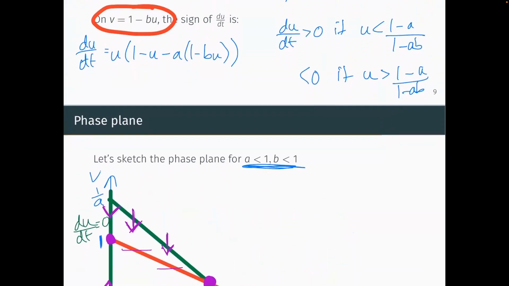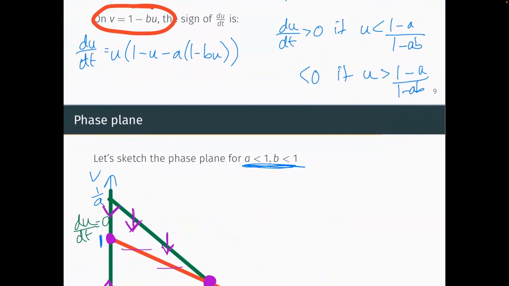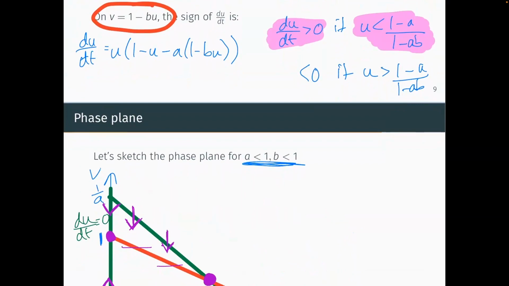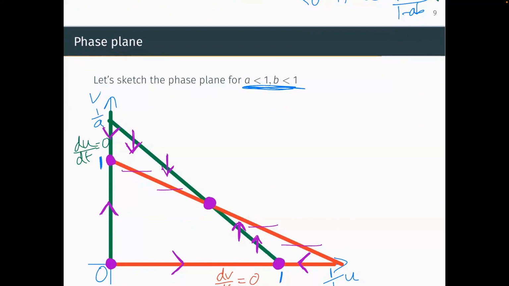For dv dt on this diagonal nullcline, what did we have? We had dv dt positive if u is less than (1 over a) minus (1 over 1 minus ab). That means we're going to be moving to the right when we're to the left of the coexistence equilibrium, and we'll be moving left when we're to the right of the coexistence equilibrium. So arrows here on the left, we move right, and then on the right-hand side, once we pass through that coexistence equilibrium, we move in the other direction.